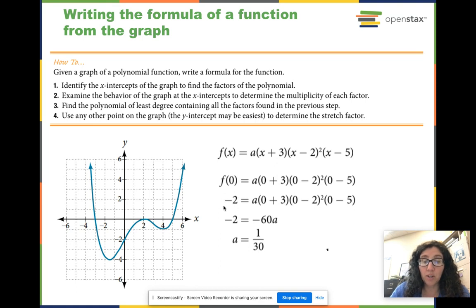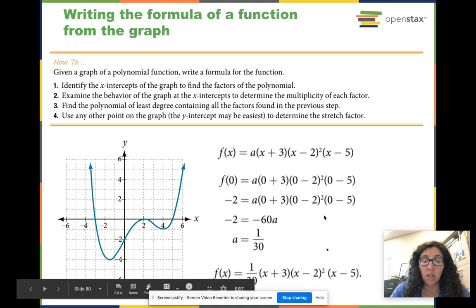And f at 0 is -2, right? That's why we chose it, because it was a nice convenient point. And now we just solve for a. A is 1 over 30. And so now we can write the equation, put that in for a. Right? So those are the steps.